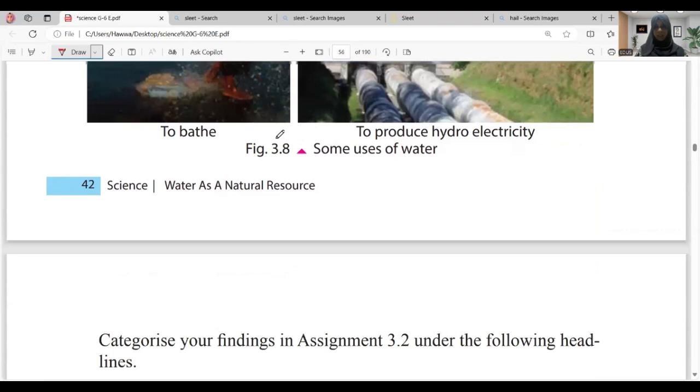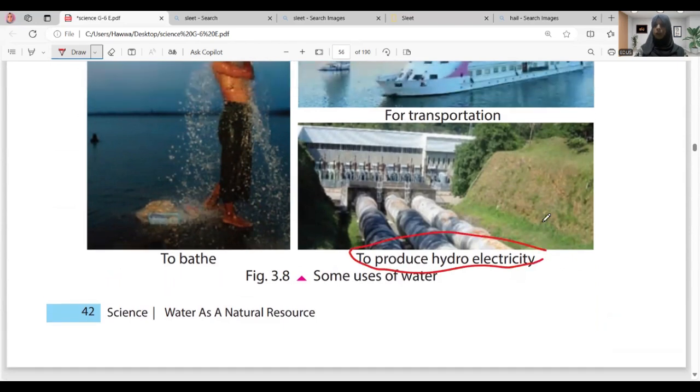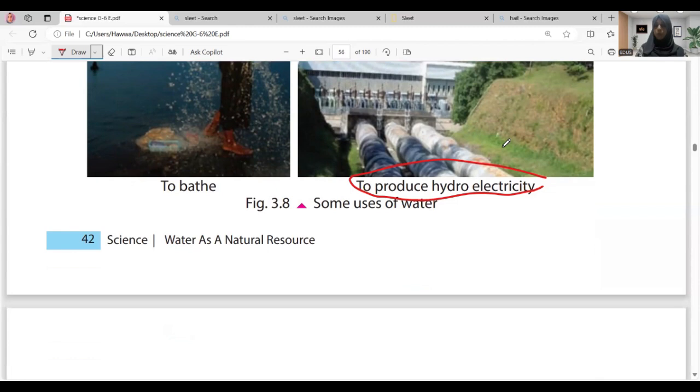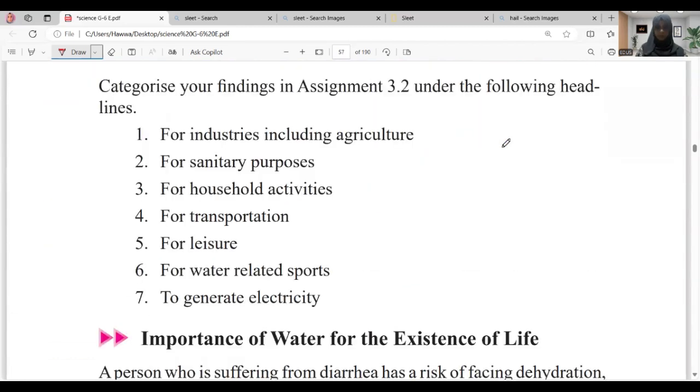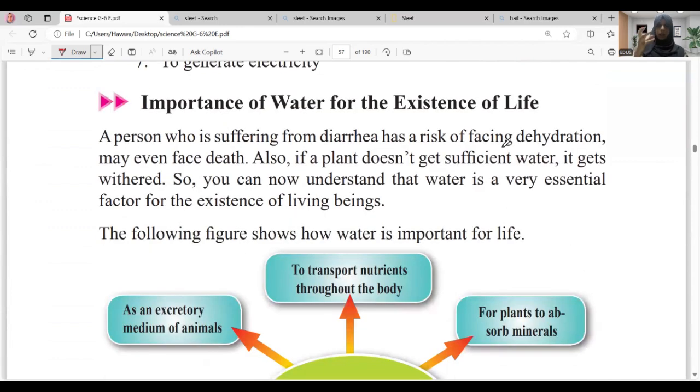So here they have given something that is to produce hydroelectricity. So using water, they produce electricity. We have a hydro power plant in Sri Lanka also. And for transportation, so this ship, like you sell things to outer countries, which we call export, okay? Businesses sell stuff to foreign countries, and sometimes they use ships. They use waterways to send the stuff out, right? So importance of water, even to generate electricity and even for exporting products also.